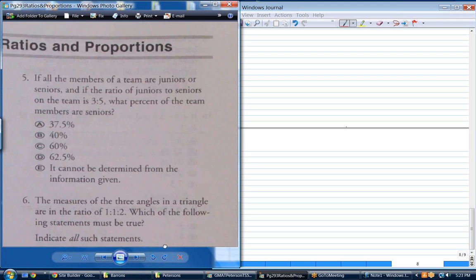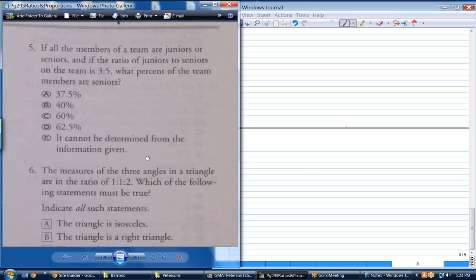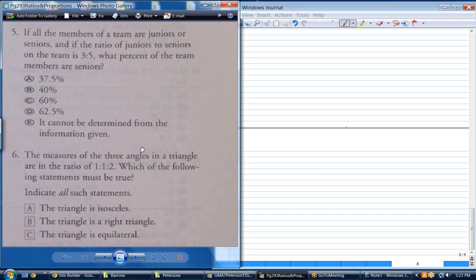Okay, let's see. Number 5? That was 4. Let's do 5. If all the members of a team are juniors or seniors, and if the ratio of juniors to seniors on a team is 3 to 5, what percent of the team members are seniors? So what's the ratio of the seniors to team members?